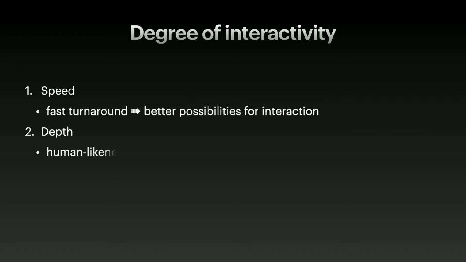The second degree is depth, which is about the human-likeness of the interaction. The deeper the depth, the more human-like the interaction. Imagine that you call to the customer service of some company and you'd have to talk with a computer agent and try to explain your problem to it. Now, think of the same conversation with a human agent. It's not so hard to see the difference in interaction in these cases.